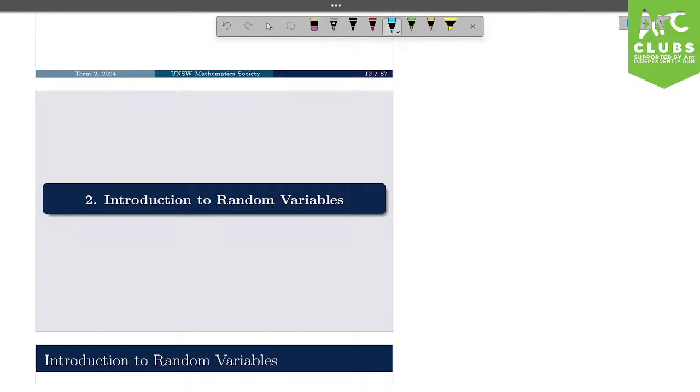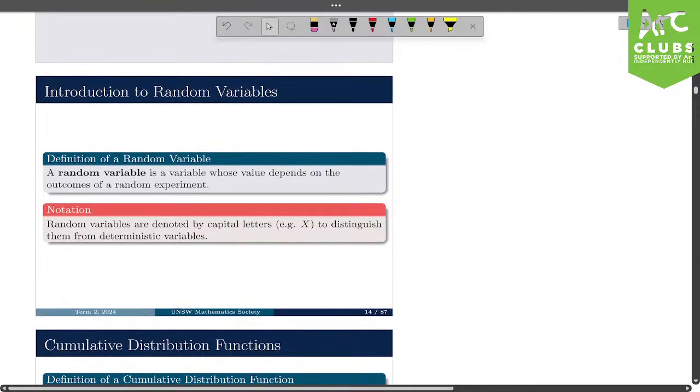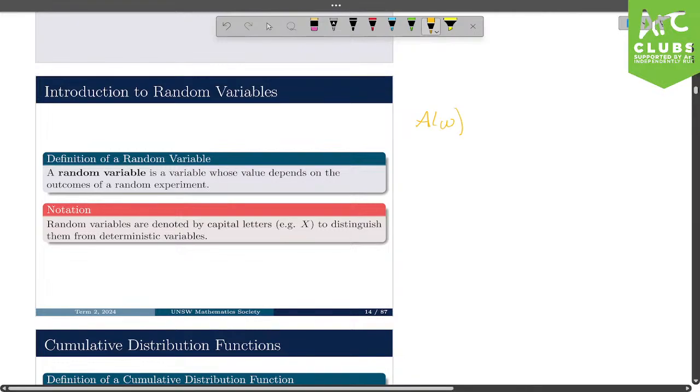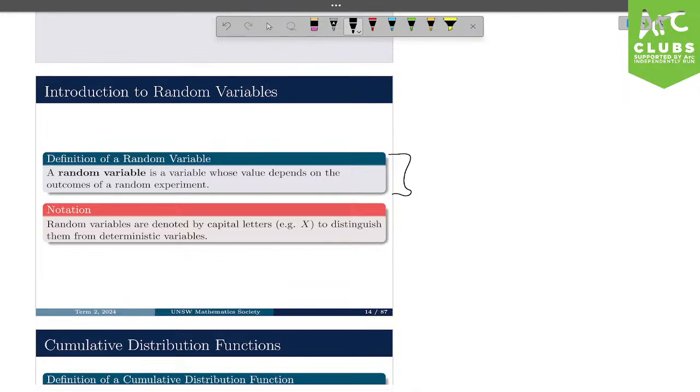All right, so, introduction to random variables. A random variable is a variable whose value depends on the outcomes of a random experiment. In the notes, you will see a lot of weird definitions that are very complicated ways of writing down this definition. They are technically more mathematically rigorous, but they just hide the fact that a random variable is a variable whose value depends on the outcome of an experiment.